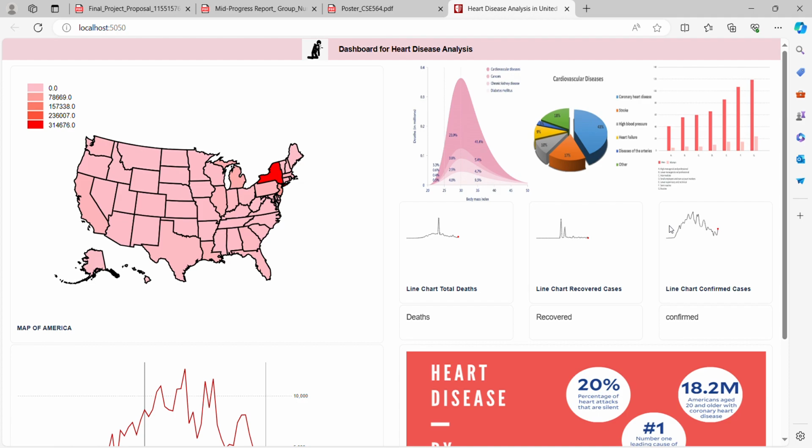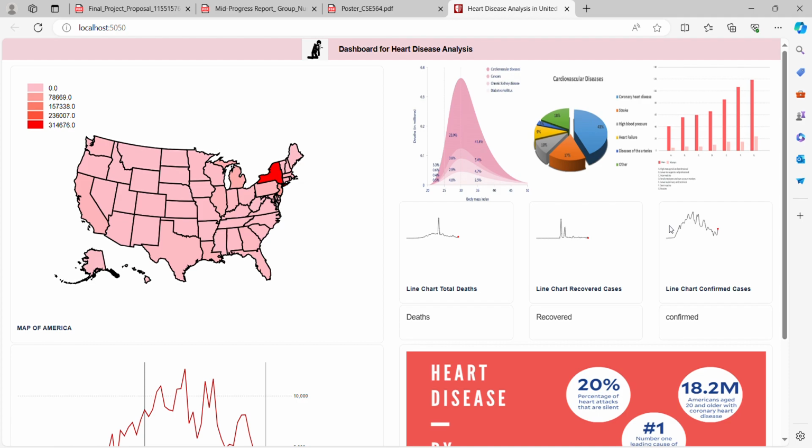Studying heart disease can help us identify disparities in healthcare access, outcomes, and risk factors among different demographics and locations, so we can target interventions to reduce the inequalities.